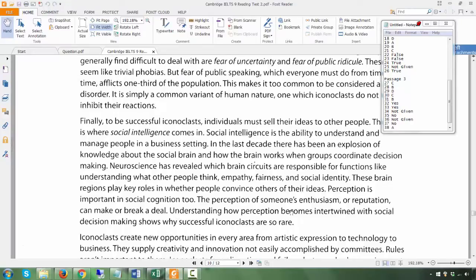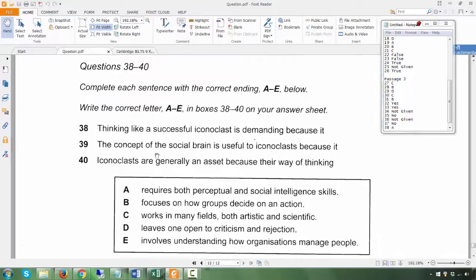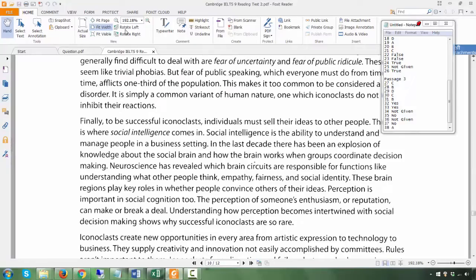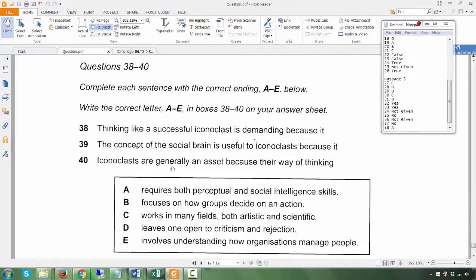Understanding how perception becomes entwined with social decision making, because you talk about social decision making here and perception, okay? This shows why successful iconoclasts are so rare. So thinking like an iconoclast is demanding because it requires both. All right, not just one, but both.